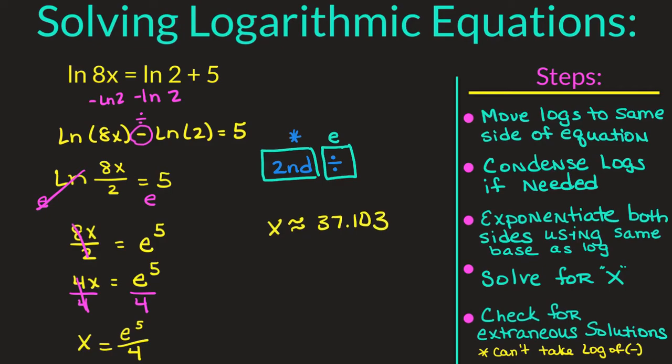So to give us our approximation, our x is going to be approximately 37.103. Don't forget, you still need to check to make sure that this solution is not extraneous, meaning that when I plug it back into the original equation, up here in the top where this 8x is, if I take this positive value and multiply it by 8, it's still going to stay positive. And there's nothing else on the other side that I need to check. So this would be considered a good, valid solution.